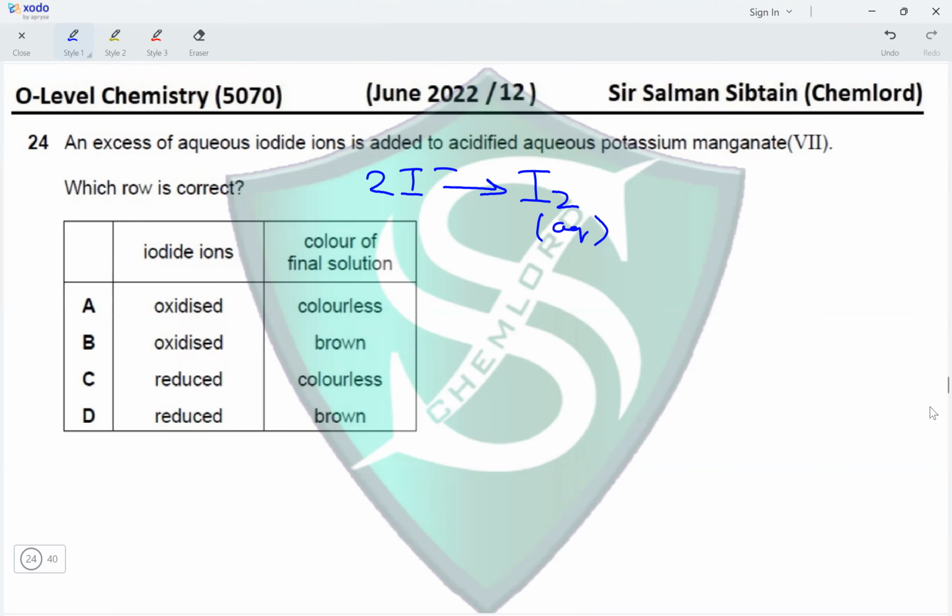So they've asked whether iodide ions are oxidized or reduced. They are oxidized. And the final color is not colorless, but rather brown because iodine in aqueous solution is a brown colored solution. So the correct option for this question is option B.